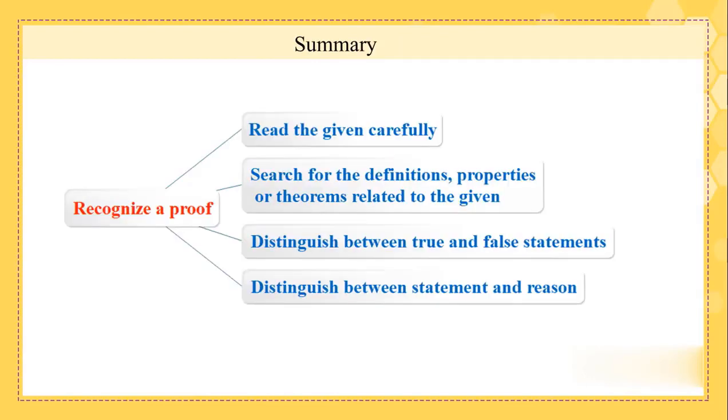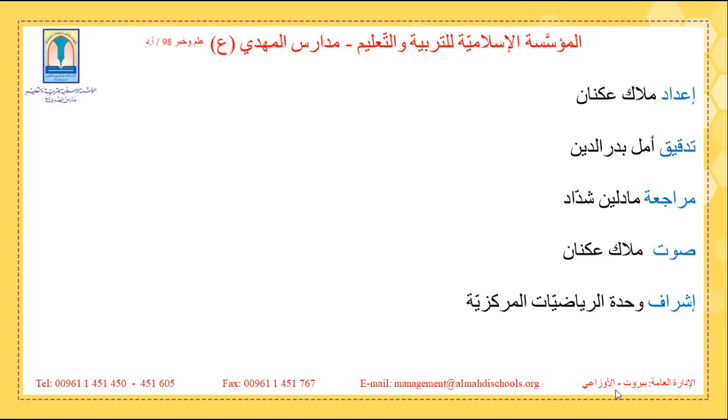Summary. Recognize a proof. Have first to read the given carefully. Search for the definitions, properties, or theorems related to the given. Distinguish between true and false statements, and distinguish between statement and reason.